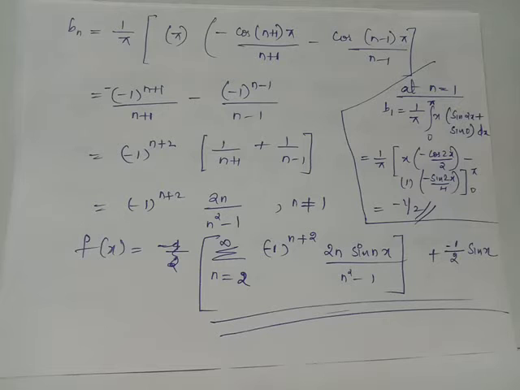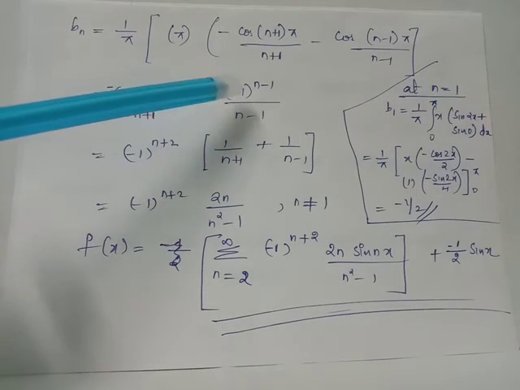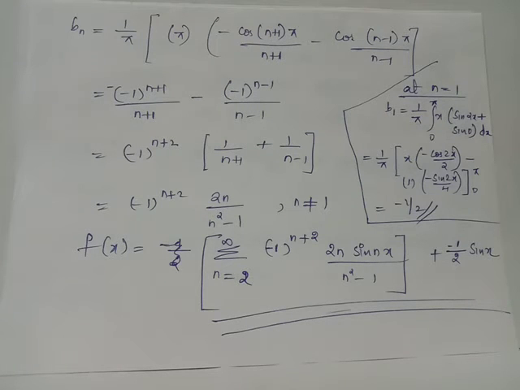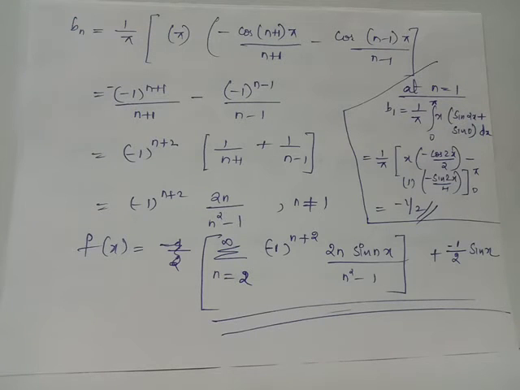When we consider minus 1 multiplied along with this term and minus 1 multiplied along with this term, we have minus 1 the whole raised to n plus 2 divided by n plus 1, plus minus 1 the whole raised to n plus 2 divided by n minus 1, obtained after we have cancelled these two pi which is common to both numerator and denominator.